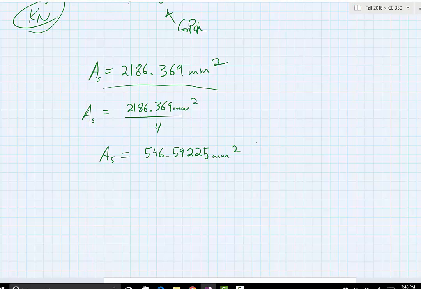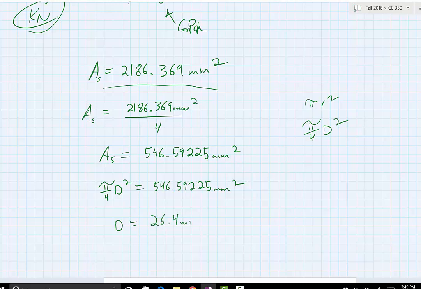So the next thing we can do is just remember what's the formula for area, and we're looking for diameter. You could use pi r squared, but because we're looking for diameter, it might just be easier to use pi over 4 diameter squared, and that's what I'll use. So pi over 4 diameter squared equals 546.59225 millimeters squared. And then solving for diameter, you get 26.4 millimeters. And then you get a big box and a check mark and a happy face, because that's the right answer.